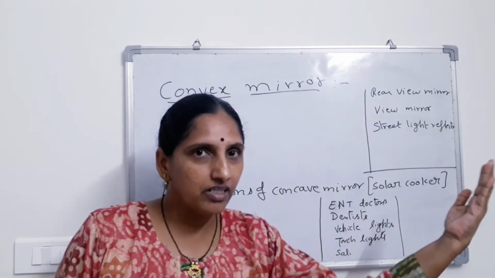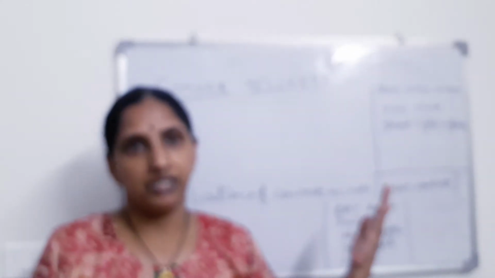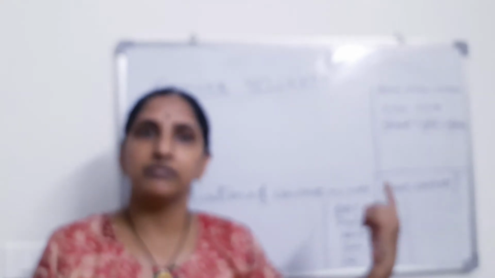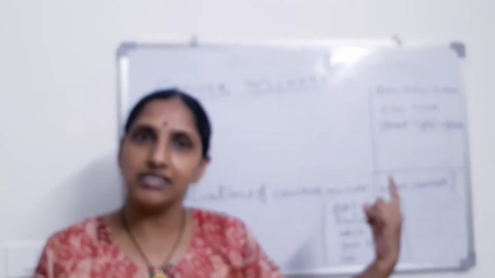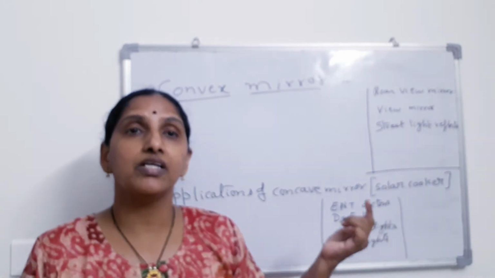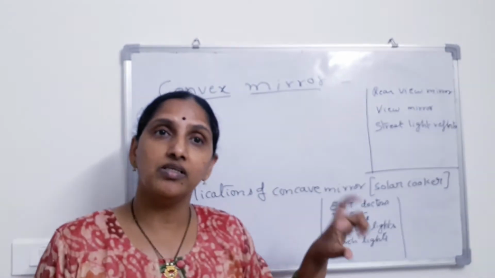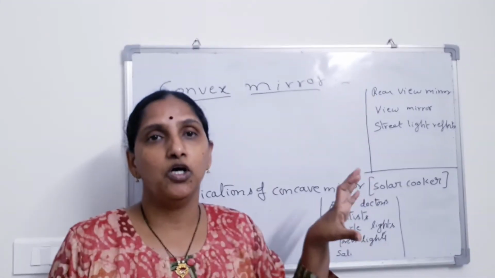And then you move the object still closer to the mirror, and let us fix the object at C. What is C? Center of curvature. At that point you can observe that the image is formed at C, and the size of the image is the same as that of the object.